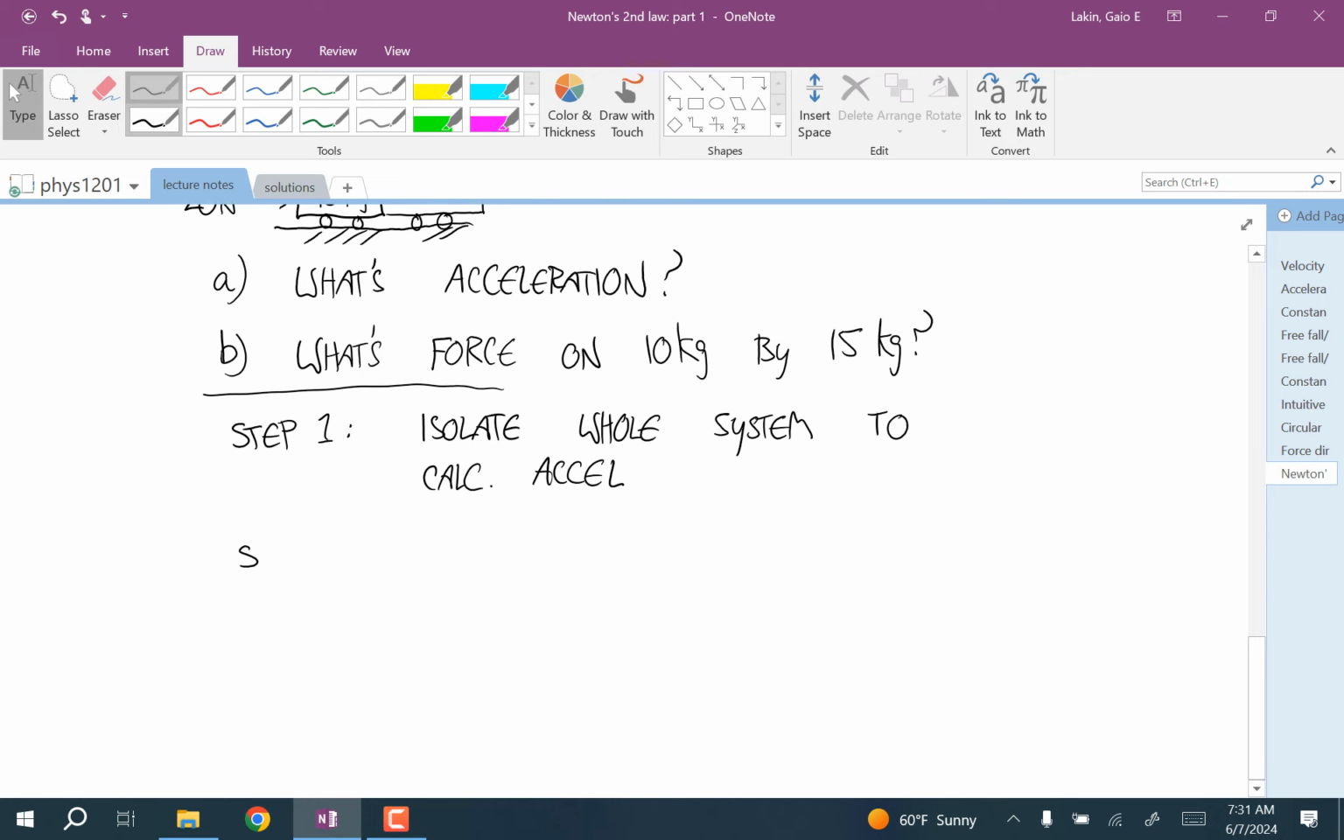And then step 2 is that we're going to isolate one of these two objects. Isolate a single one of these objects to calculate that contact force.